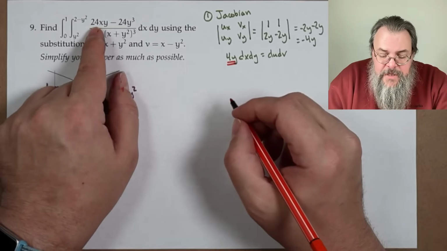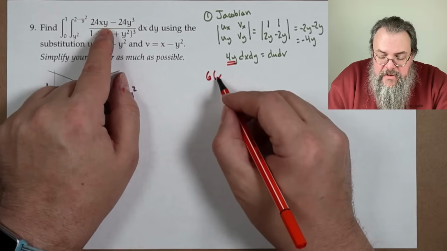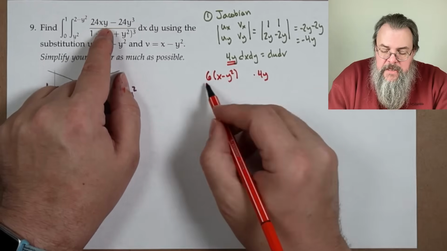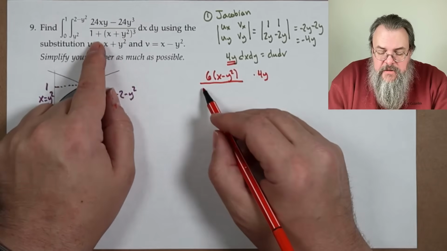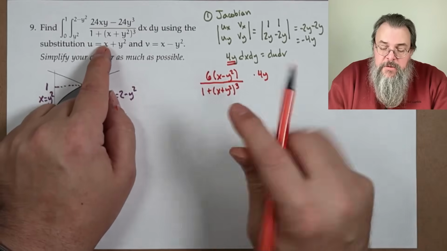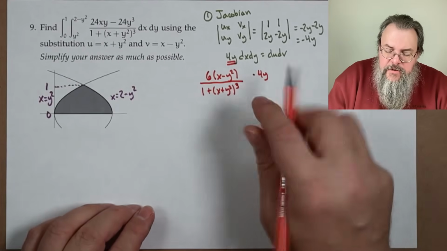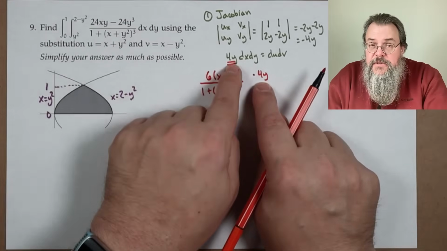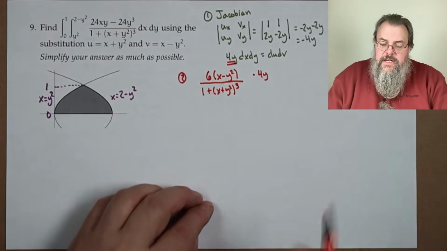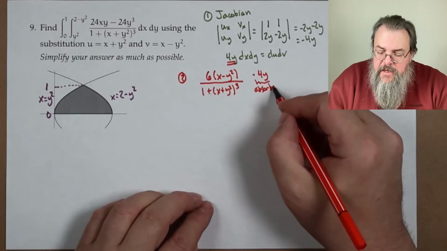So we have a 24. I'm going to pull that out as 6 times 4. So I'm going to think of this as 6 times (x minus y squared) times 4y. Then downstairs, I'm going to think of this as (1 plus x plus y squared) cubed. The reason I'm going to think of it that way is because that's what it actually is. It's a good reason to think of it that way. But okay, so the punchline here is we're pulling a 4y out because of the Jacobian. So we're in step 2 phase, which is our function. Now, here, this is going to get absorbed by the du dv.